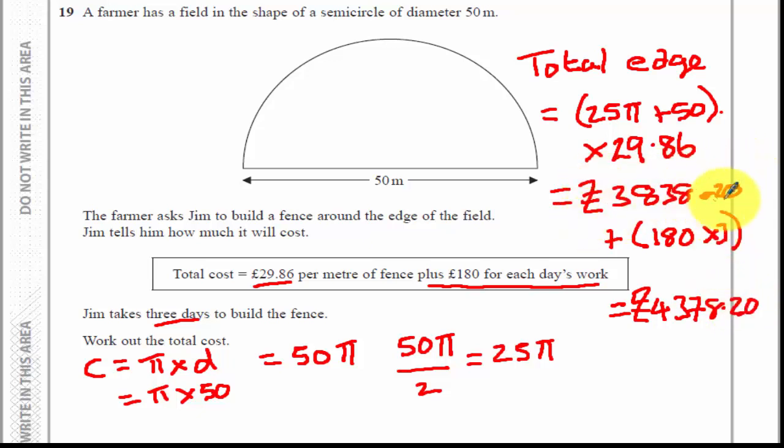Within the mark scheme there will be a range of values used, because it will accept that you might not have rounded this number here, the £3,838.20. You could have gone to 4 or 5 decimal places here, and you could have rounded in here earlier. So there will be a range of values that will be accepted, but my advice is don't start rounding until you have to.